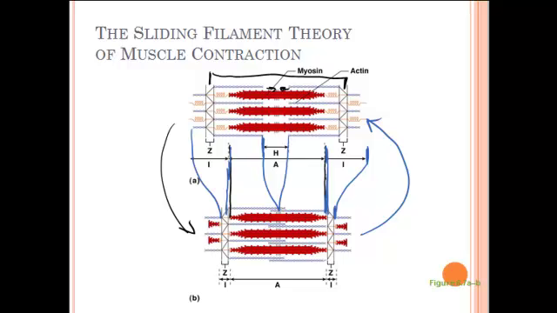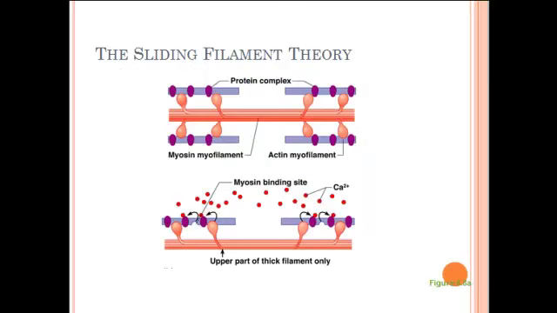One other thing to mention in this sliding filament theory, and that is the role of calcium. Calcium plays an important role in this whole process. In a resting muscle, the actin and myosin cannot bind. And the reason is because you have these little regulatory proteins here, little purple proteins that are in the way.